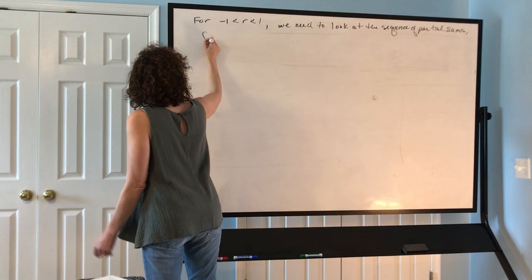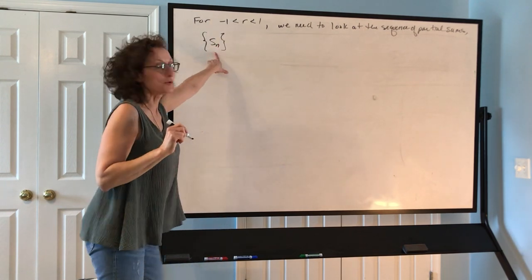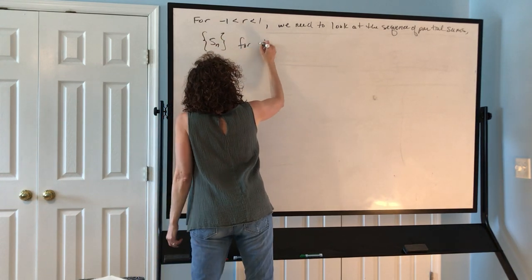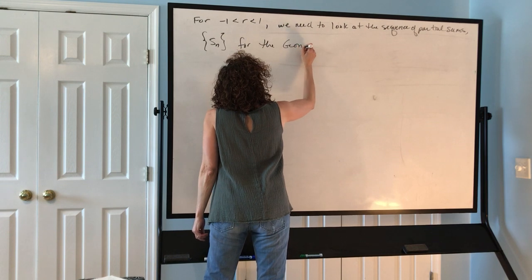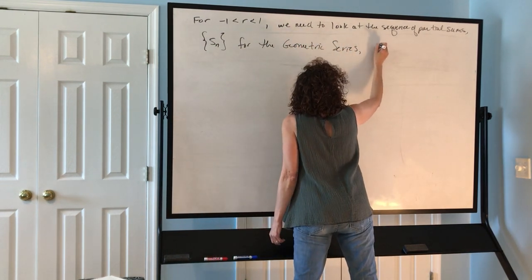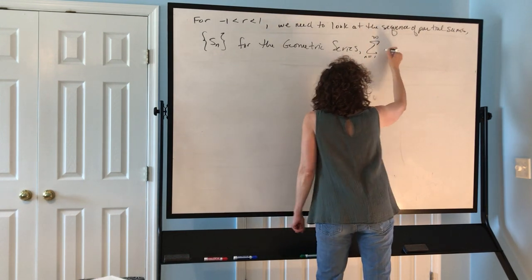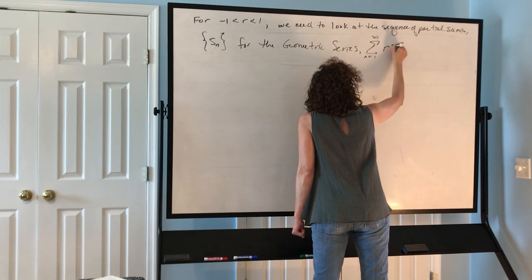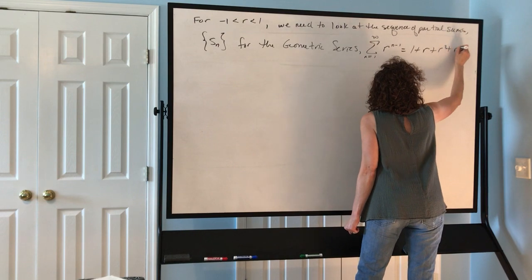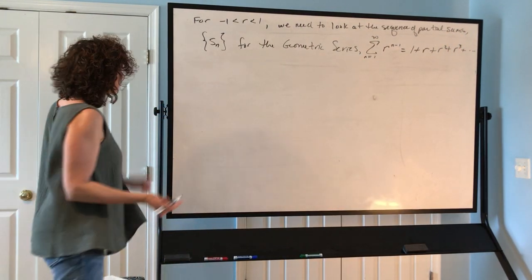What does a sequence look like? Good. A set, right? Partial sums, we use S sub n. The sequence of partial sums for the geometric series. Here's our series, sum n equals 1 to infinity of r to the n minus 1, right? Which just means 1 plus r squared plus r cubed, right? Okay, so let's get started.